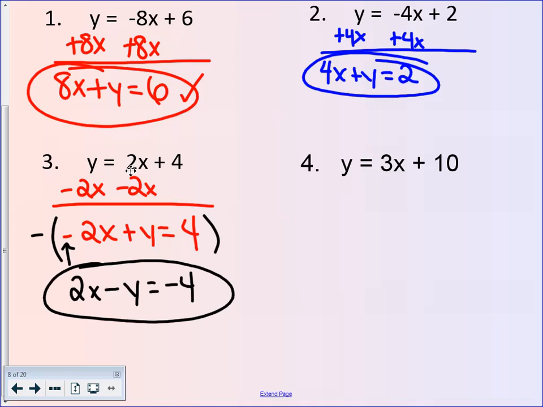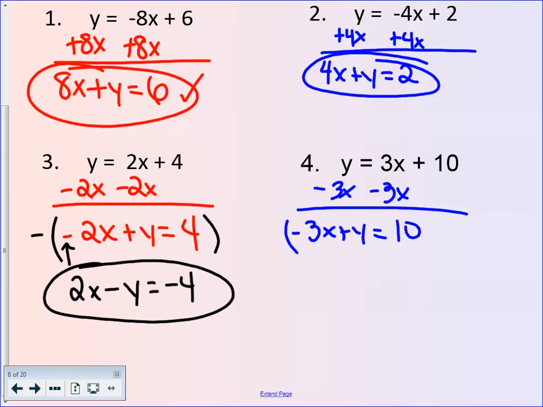Why don't you guys try the next one? Pause the video and try it. Okay, let's see if you did this right. Subtract 3x from both sides. I get negative 3x plus y equals 10, but this a is negative, so I need to multiply everything by a negative. That changes negative 3x to positive 3x, positive y to negative y, and 10 to negative 10.